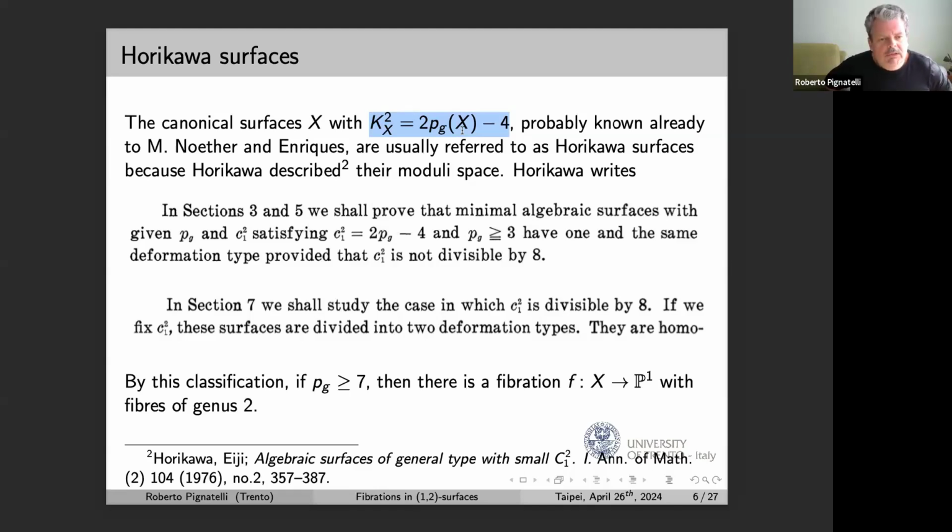Although, as I was told, as an Italian I have to say, because I was criticized recently for not doing that, this classification was probably, looking at their paper, already known to Max Noether and Federico Enriques, at least looking at the book. Although, as you know, things written by Federico Enriques are not always completely formally okay. And so the first part of the paper of Horikawa was writing down properly this classification.